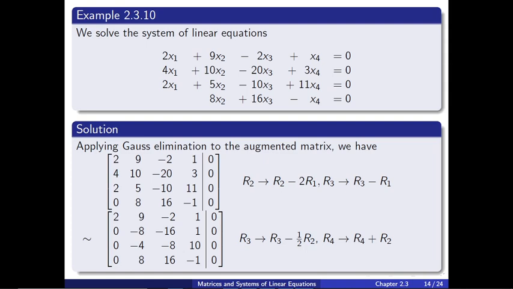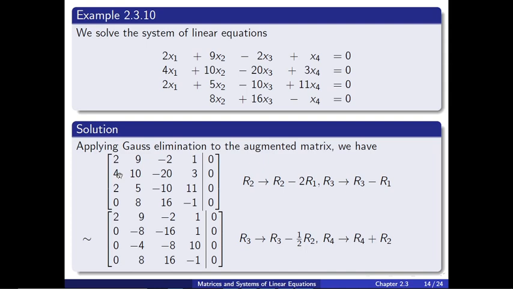Now let's look at another example. This is example 2.3.10 in the textbook, and it says we solve the system of linear equations. We've got a system with 4 unknown variables, or 4 unknowns, right? So we again apply Gauss elimination to the augmented matrix. So the first thing, again, we've got a non-zero there. We make everything that is below it a 0. So we want to make this a 0 and that a 0.